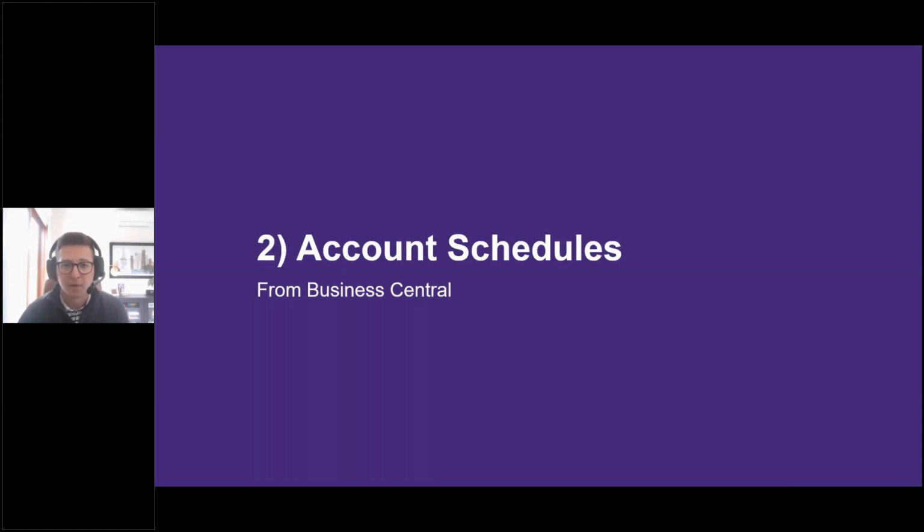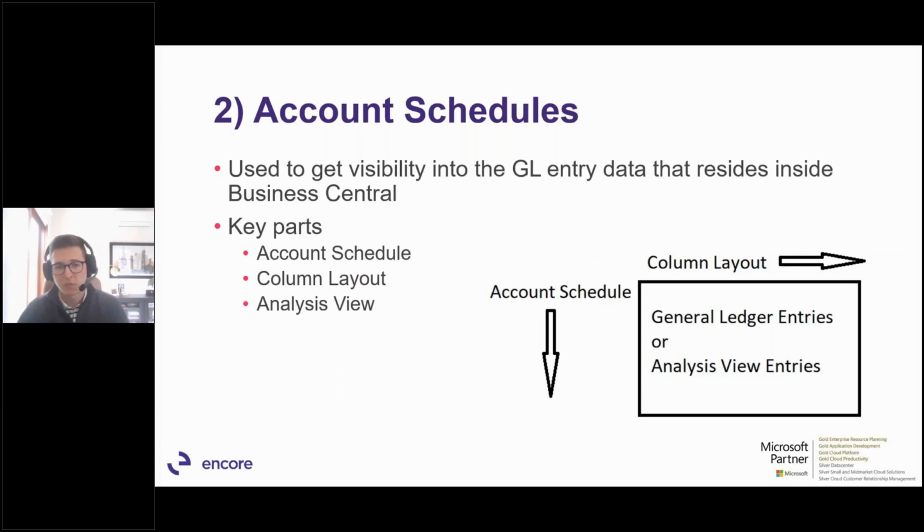All right, and so I won't spend too much time on this, but I'll try to give you a high-level overview of what account schedules are. So used to get visibility into the GL entry data that resides inside Business Central. So what you would do is you'd specify a few things. An account schedule, which would specify the different rows. So it could be every row is its own GL, or maybe a particular row is a grouping of GLs summed together, something like that.